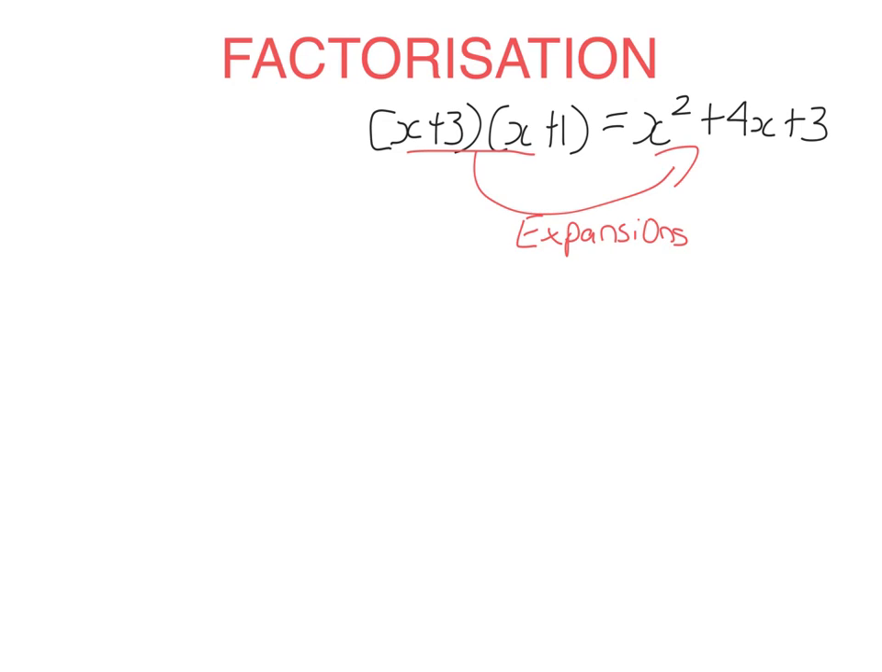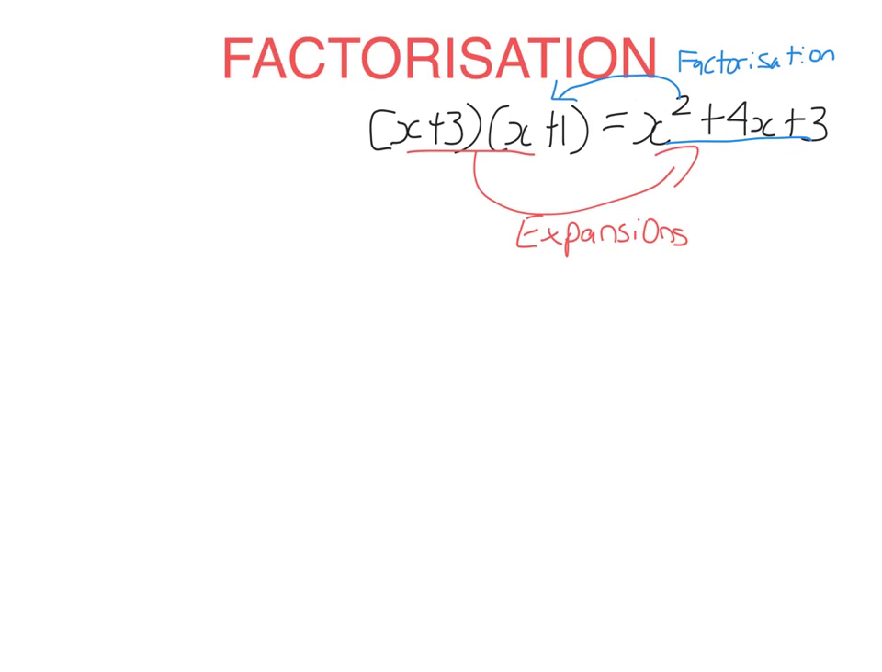But what we're going to do today is start out with something like this, something that has no brackets, and write it as something like that. And that way is called factorization. So if you expand something and then factorize it, you end up where you started. In other words, factorization and expansion undo each other in exactly the same way as division and multiplication undo each other. So we're going to look at how we go about doing this.